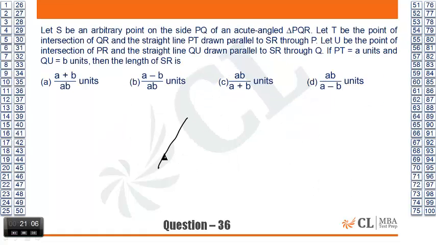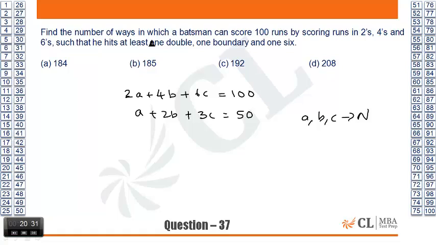An arbitrary point in acute angle PQR. Arbitrary point. Okay. PQ. Let T be the point of intersection of QR. Let's take middle. Intersection of QR. What intersection of QR? Let T be a point of intersection of QR and the straight line. Shall I do this?